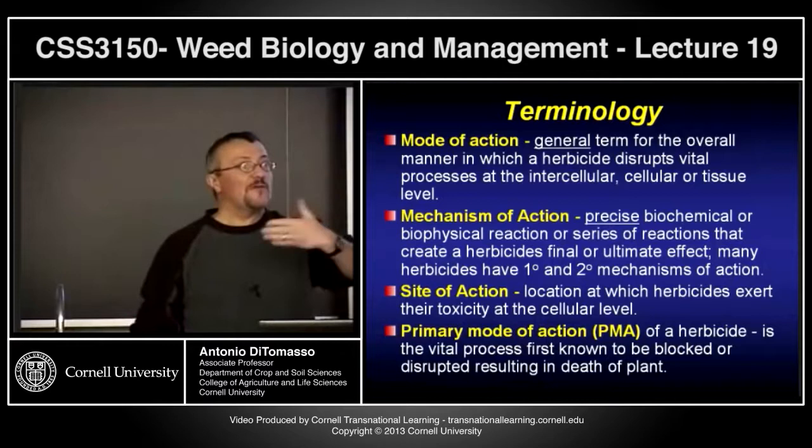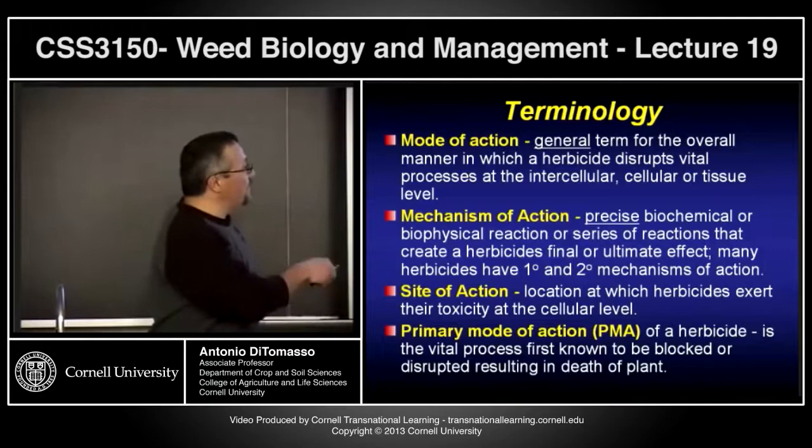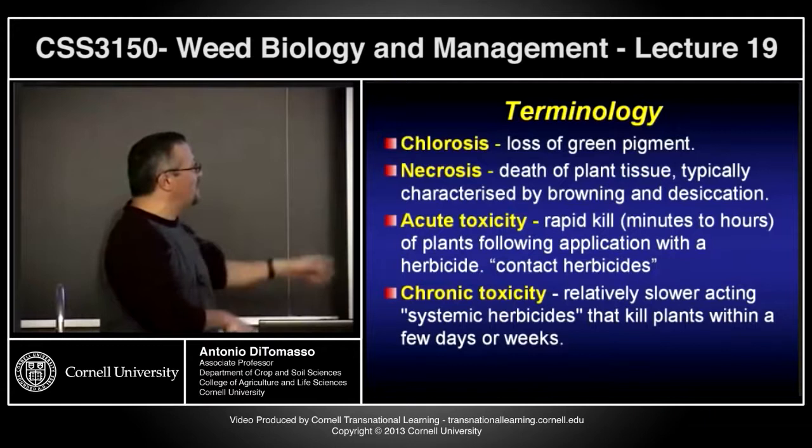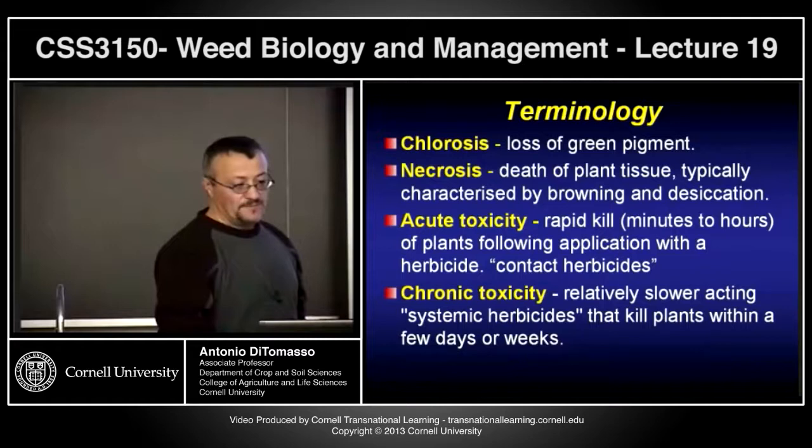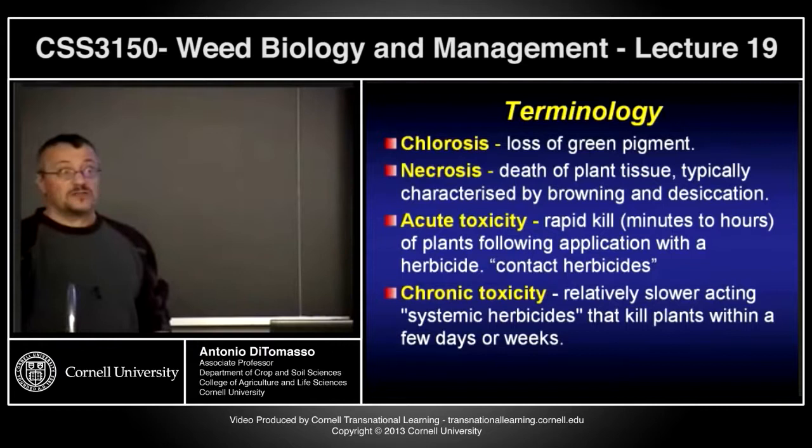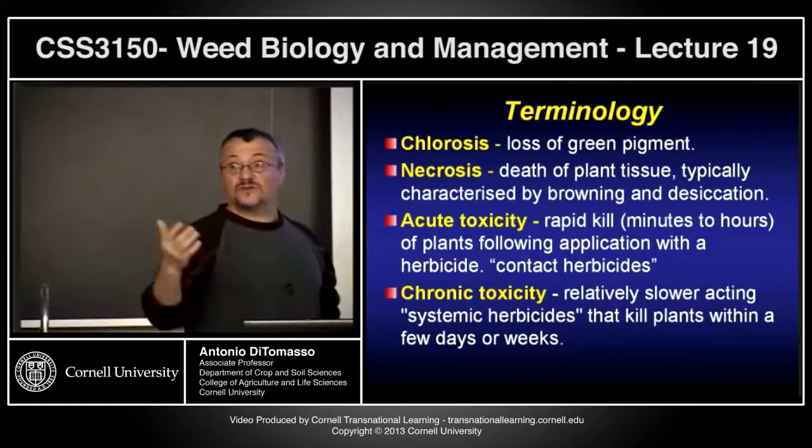But the one that's first, the first vital process, and usually researchers are able to point that out, that's going to be the one that we refer to as the main way that the plant is killed, okay? Chlorosis. We talked about that in lab. You'll see it again today. You say, oh, look, the plant is chlorotic. Loss of green pigment, okay? We'll see that obviously in the bleachers and atrazine.